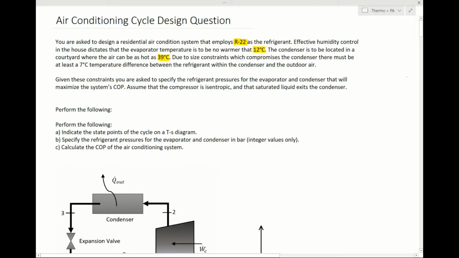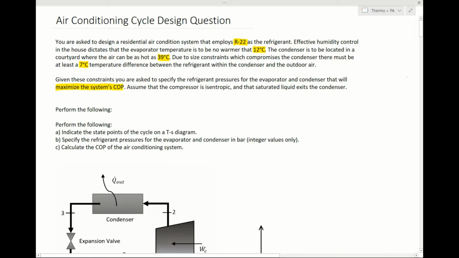Due to size constraints which compromise the condenser, there must be at least a 7 degrees Celsius temperature difference between the refrigerant within the condenser and the outdoor air. Given these constraints, you're asked to specify refrigerant pressures for the evaporator and the condenser that will maximize the system's COP. Assume the compressor is isentropic and saturated liquid exits the condenser.